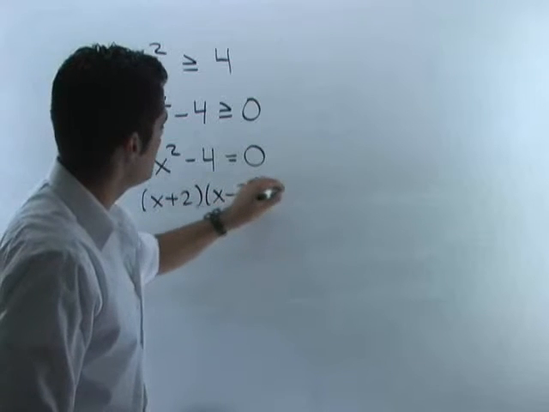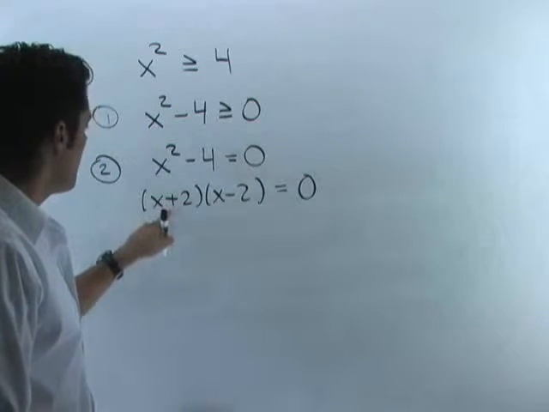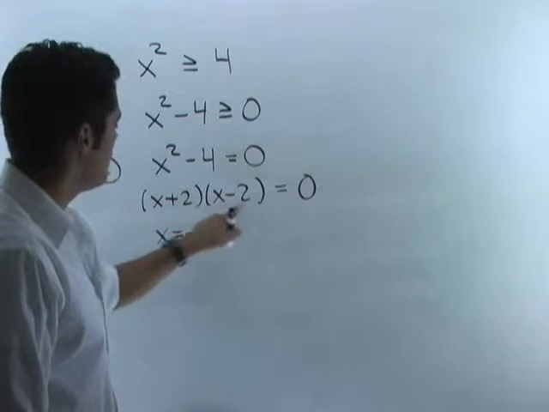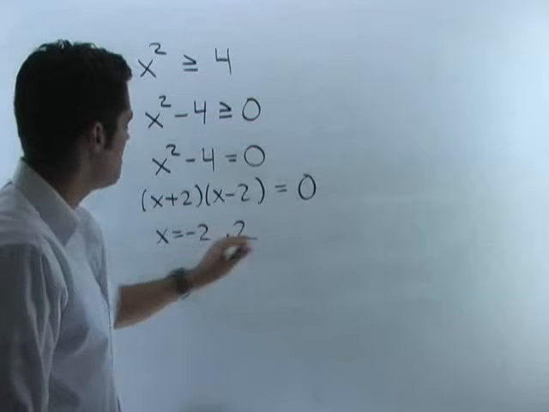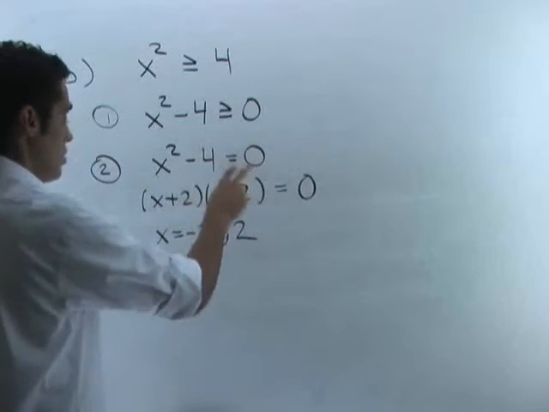x squared minus 4 equals 0 factors into (x + 2)(x - 2) equals 0. I get two solutions here. I set this factor equal to 0, I get x equals negative 2. The other solution, I set this factor equal to 0, I get x equals positive 2. So now I have found two solutions to this equation.